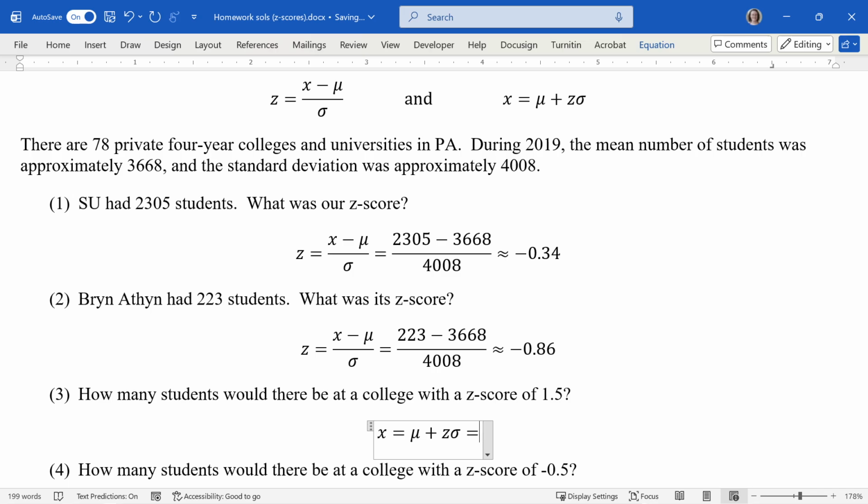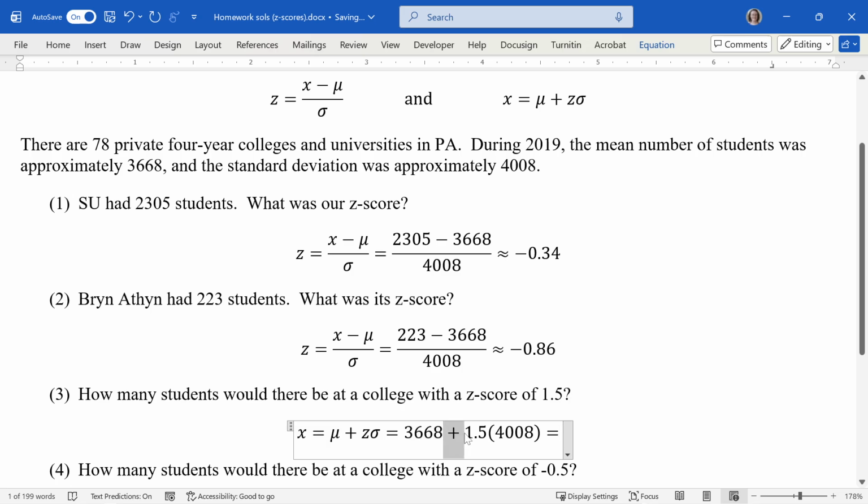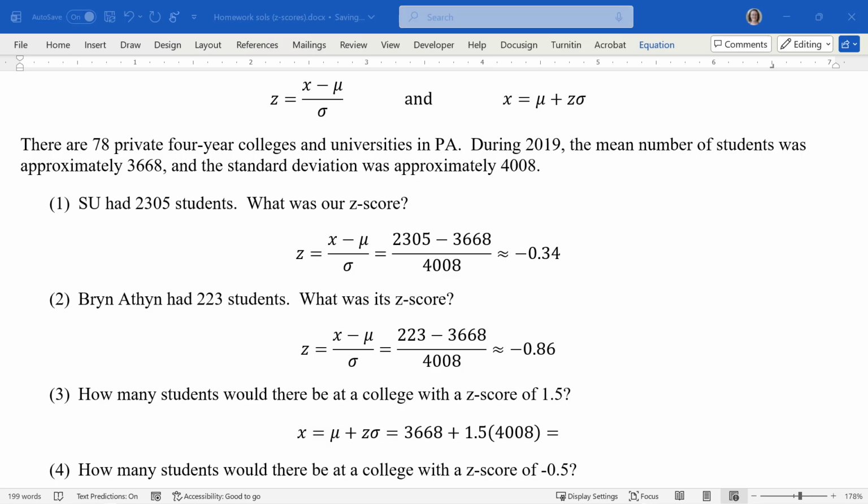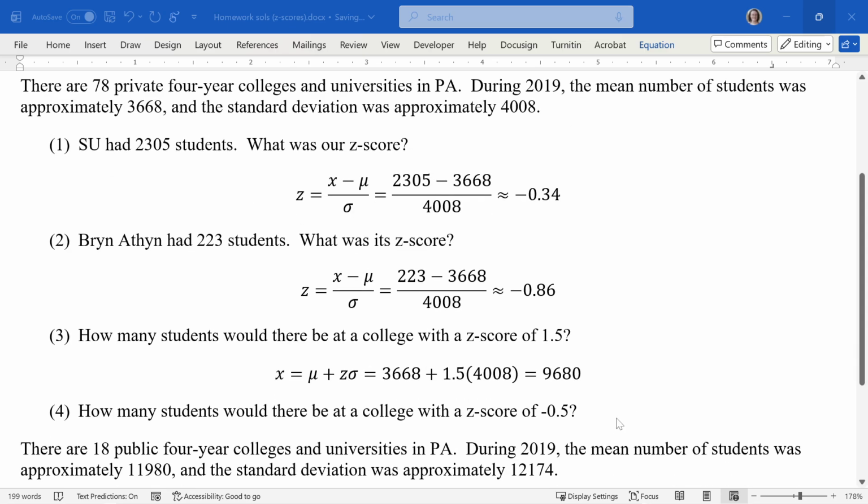So the mean mu is 3668 plus z is 1.5 times sigma, which is 4008. So we are going 1.5 standard deviations above the mean: start at the mean, go up by 1.5 of these standard deviations. The formula should make sense. Let me put this into the calculator. I'm getting 9,680.